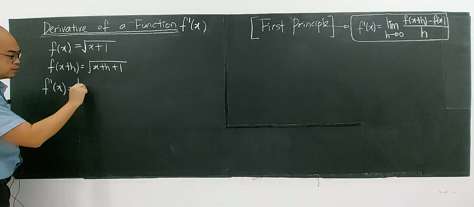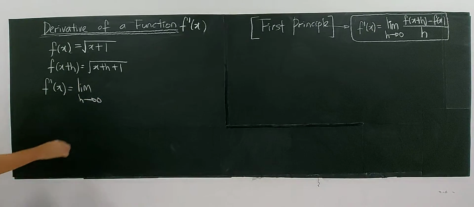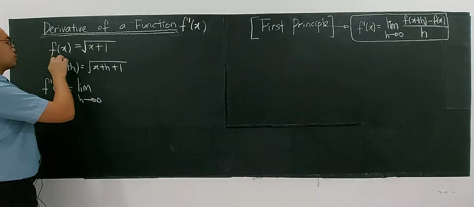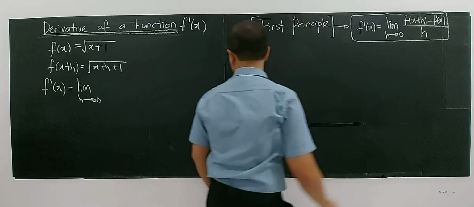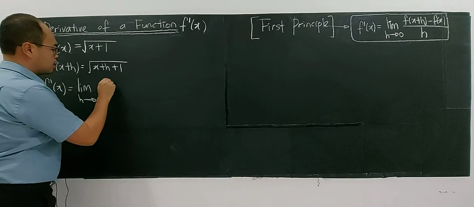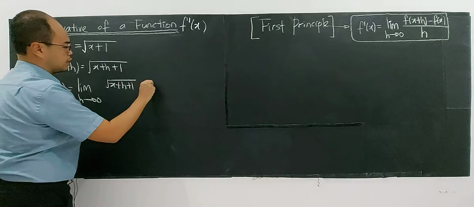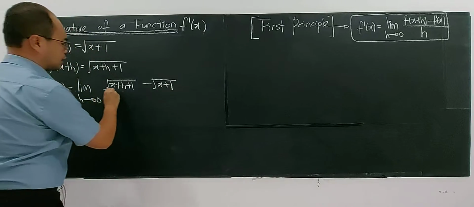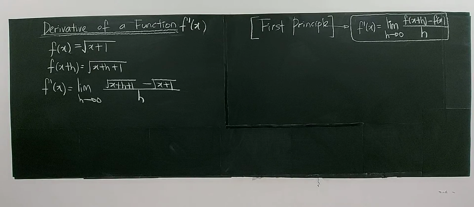So as your limit as h approaches 0 for this function, it will be f(x plus h) minus f(x). Refer to this formula here. So it will be square root of x plus h plus 1 minus square root of x plus 1, everything divided by h. So now I already showed that I'm using the first principle.